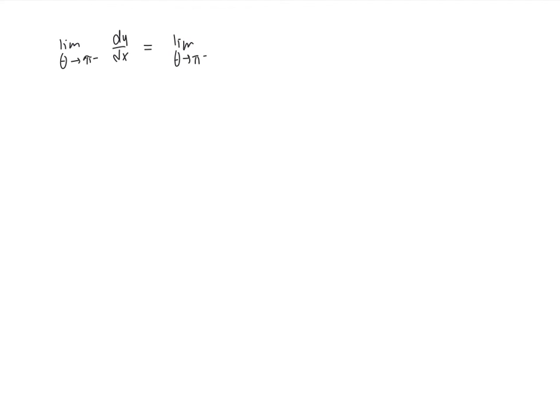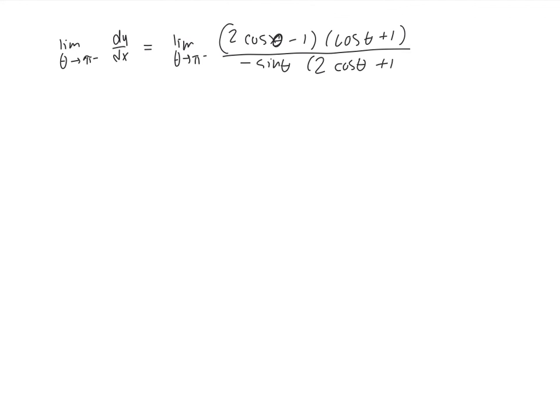And that derivative was 2 cosine theta minus 1, cosine theta plus 1 over negative sine theta times 2 cosine theta plus 1. And the clever thing that you can do is observe the parts that are sort of problematic and giving you the 0 over 0. That's this portion and this portion.